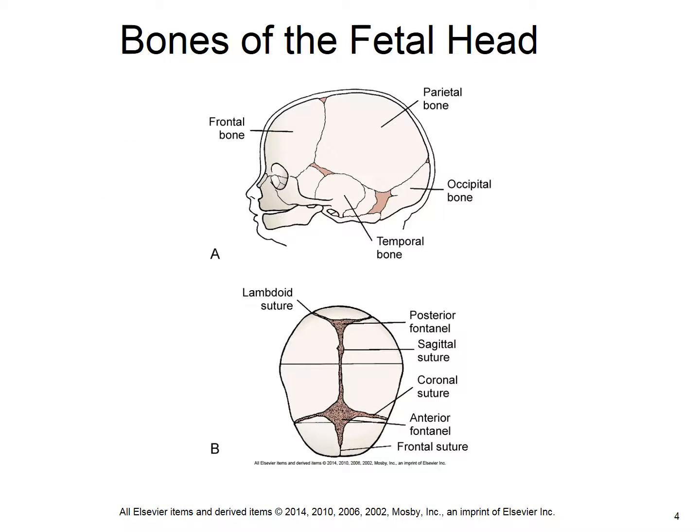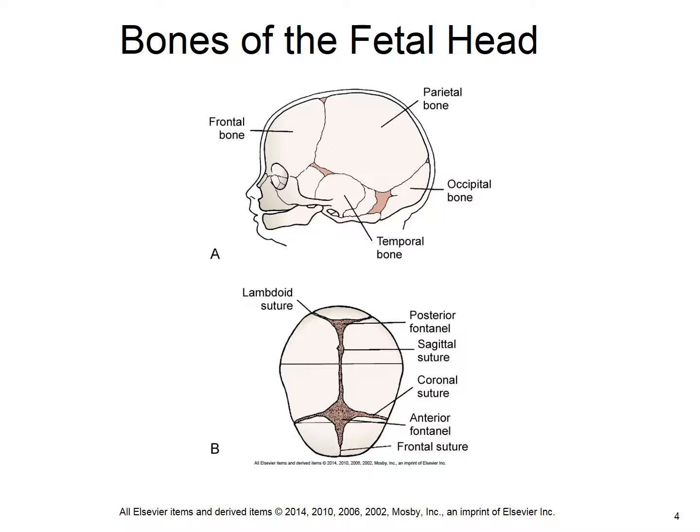The skull of the fetal head is composed of 2 frontal bones, 2 parietal bones, 2 temporal bones, and 1 occipital bone. In the fetal skull, these bones are not fused as they are in adults, and the spaces between them are called sutures. The fetal head also has fontanelles where the sutures intersect.